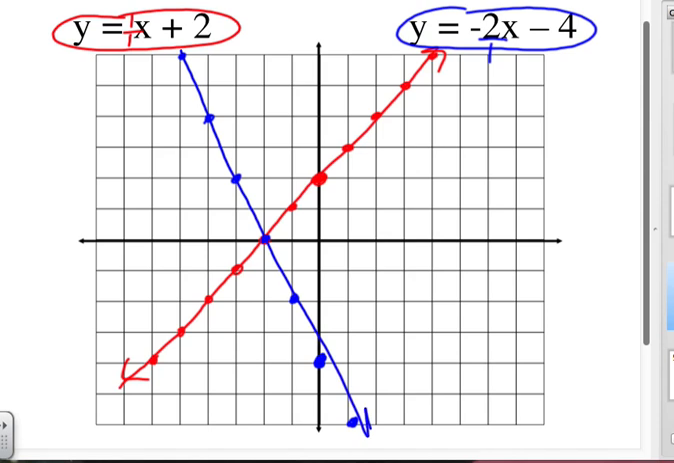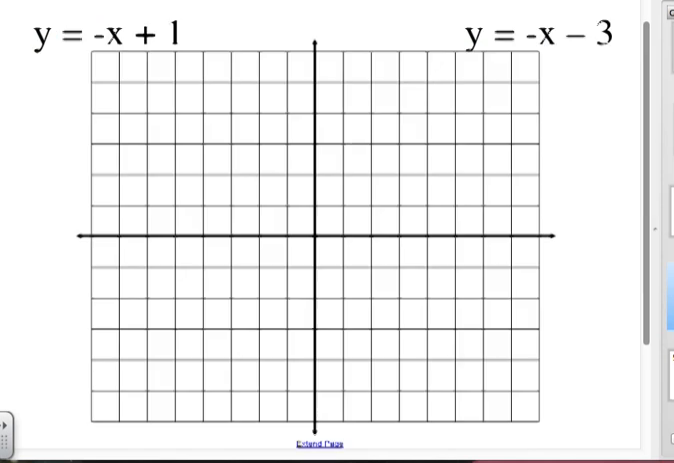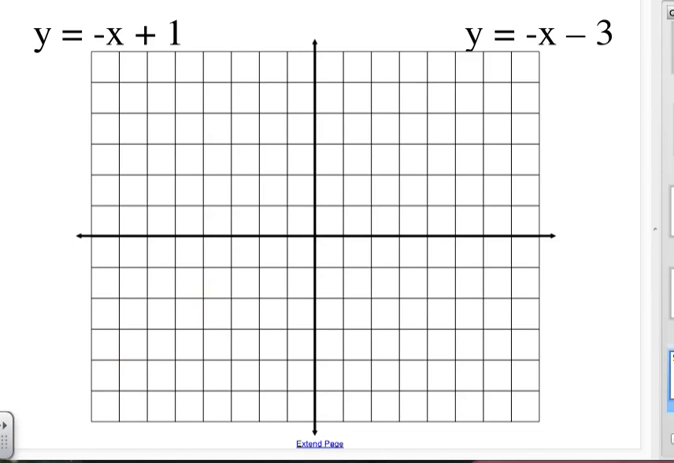Down she goes. And do they cross? Yes, they do. They have one solution. And that solution is negative 2, 0. Very good. Let's do this one. All right, again, this will be my red line.